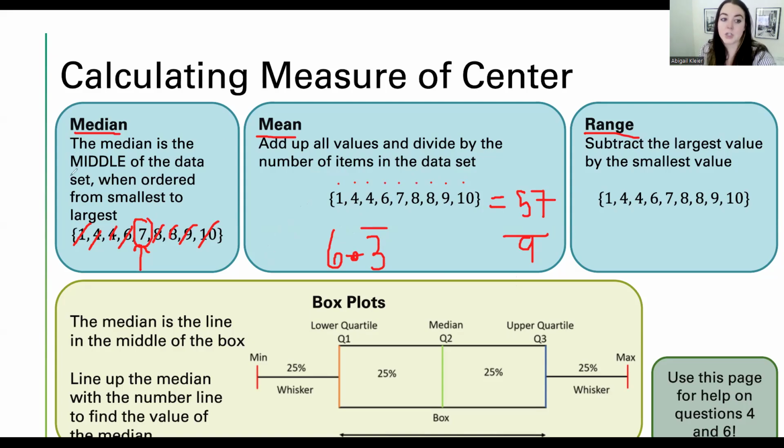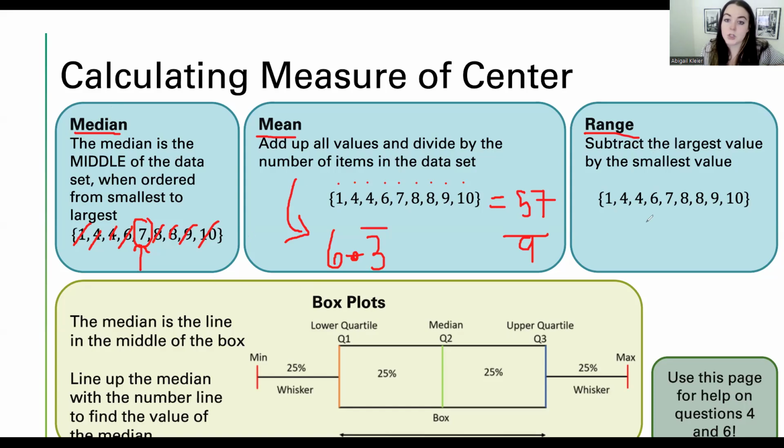Nothing in our data set changed. We use the exact same one. But when we use the mean, our average was 6.3 repeating. When we use the median, our median there was 7. So just an example of how, depending on your data set, your measure of center can be different, whether or not you're using median or mean.